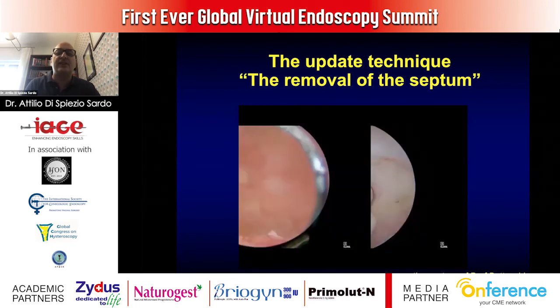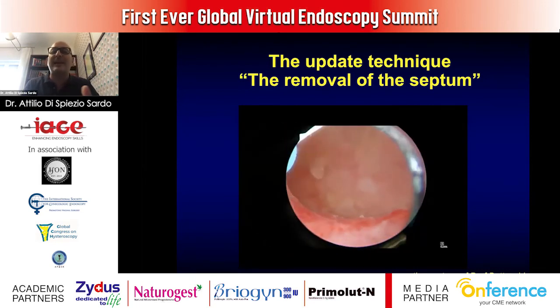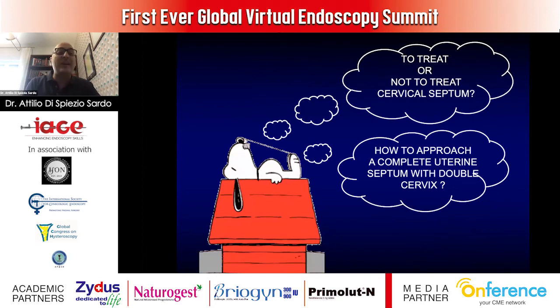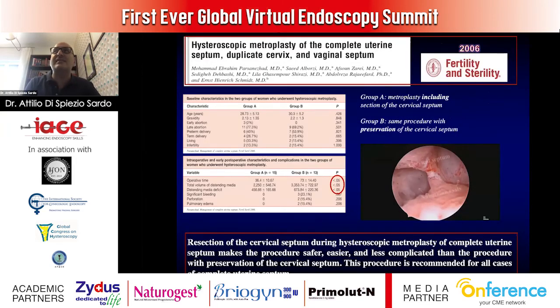If I stop the video here, it seems that we are doing a myomectomy. And this is the final effect in which you can see a sort of fovea after the removal of the septum. We have some other surgical issue to treat or not the cervical septum, but what literature says is that it is really safer, less complicated, easier when you face a uterus with complete uterine septum and even a cervical septum. It's better if you remove even the cervical septum because there is no risk of cervical incompetence.